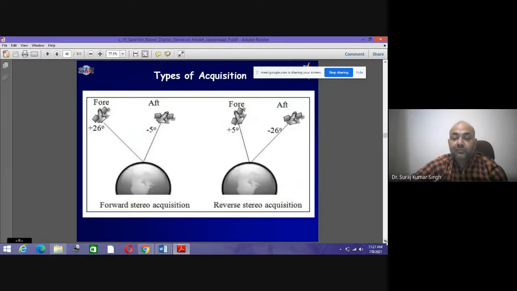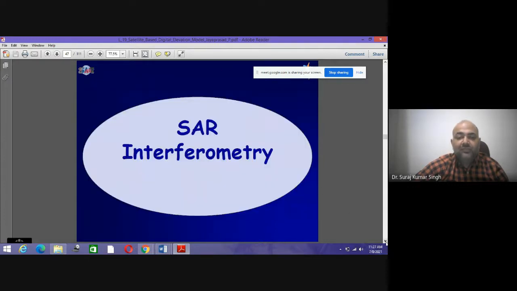0.62. So this is how the satellite data is taken. This is taken for the forward stereo acquisition, and this is taken when the reverse stereo acquisition is taken. So this is the fore, this is the aft. In the reverse it will be just vice versa.